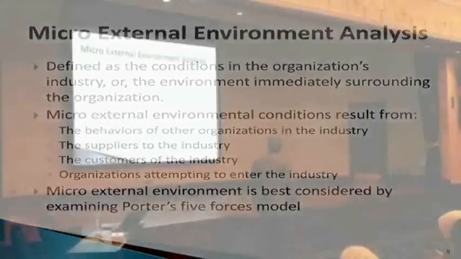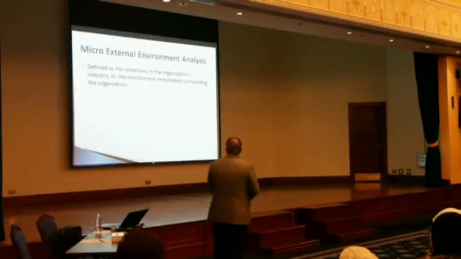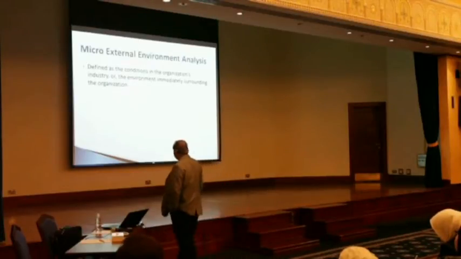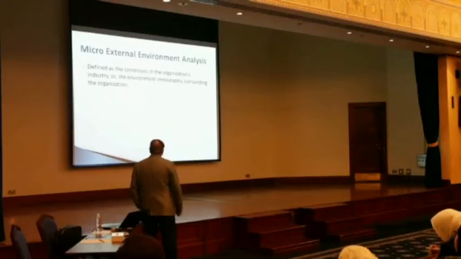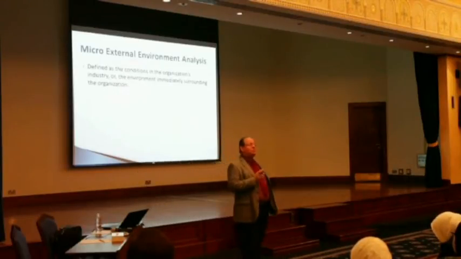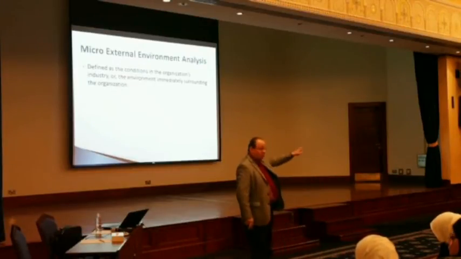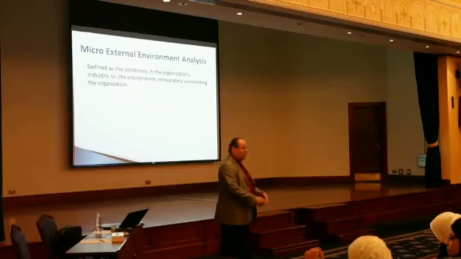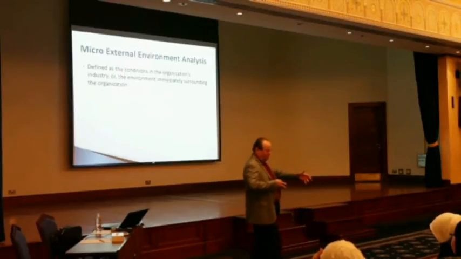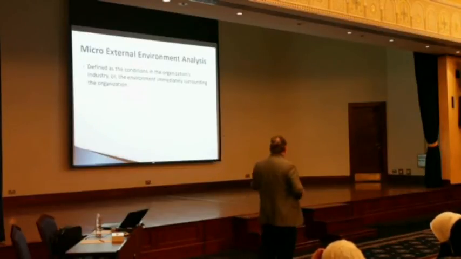So we're doing a micro external environment analysis, the smaller picture now, okay? It's defined as the conditions in the organization's industry or the environment immediately surrounding the organization. The environment that immediately surrounds the organization. The local environment, not global, the local environment of an organization. The things that are close, I don't mean in distance, okay? I mean in functionality. The things closest to the organization.